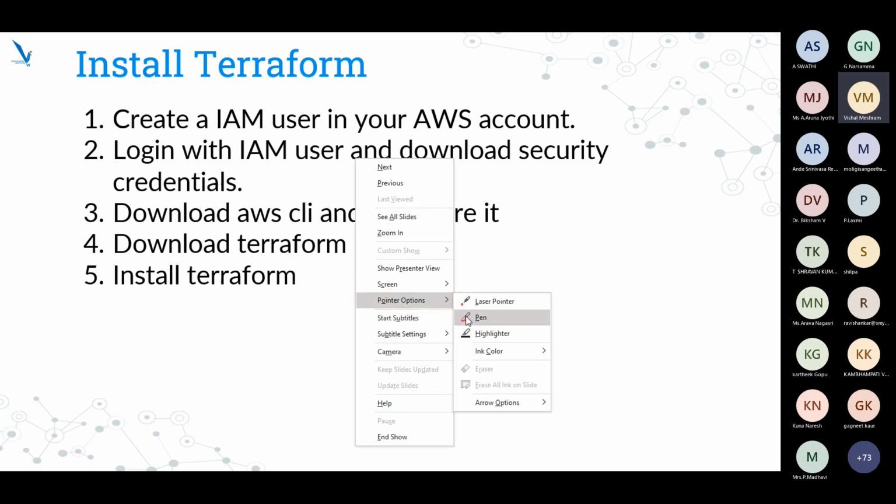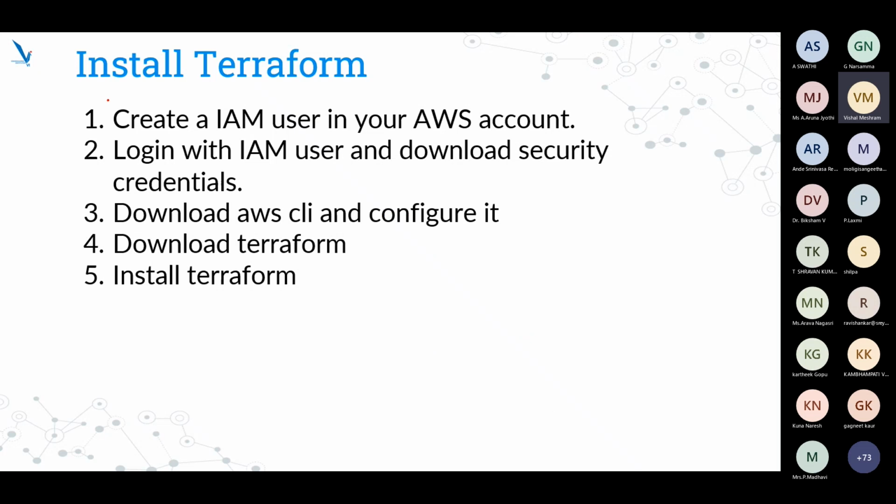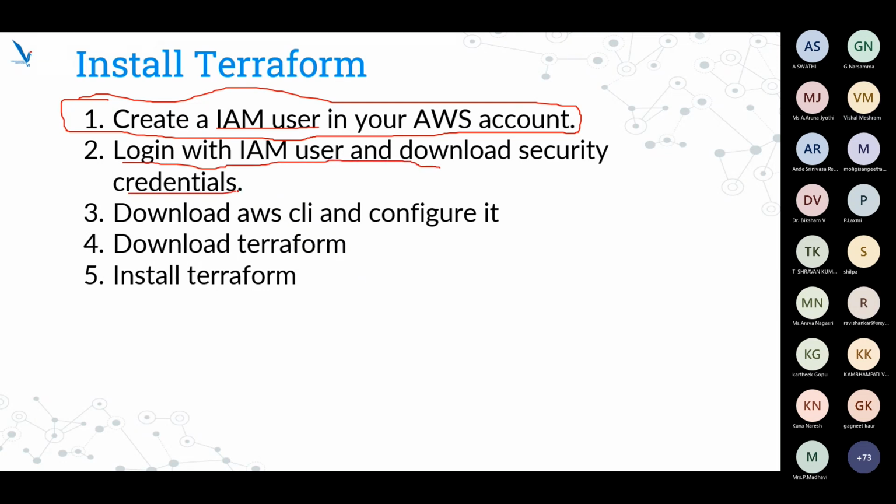Okay. So again, first of all, I need an IAM user in your AWS account. Yesterday we already created one IAM user. After that, step two is to log in with the IAM user and download the security credentials. As I mentioned, you require this step so that AWS can authenticate you. After that, the third step is to download the AWS CLI and configure it. We are going to perform all these steps. And after that, we will download and install Terraform.